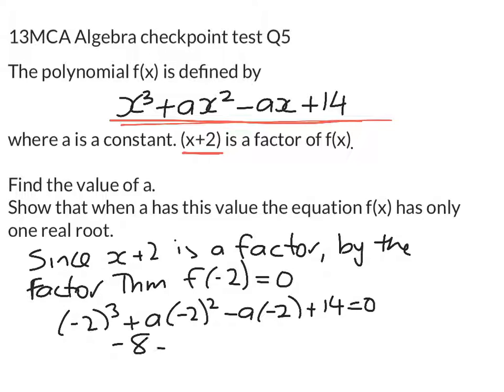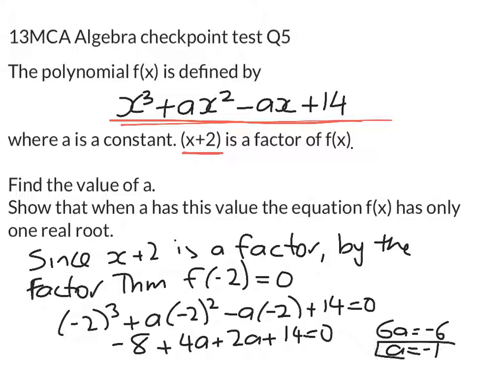Negative 8 plus 4a plus 2a plus 14 equals 0. What do we get? 6a equals negative 6, and so we get very easily a equals negative 1. And look at that, that's a nice easy integer value to work with. Now we've got to show that when a has got this value, the equation has just got one real root. So I'll do that on the next slide.